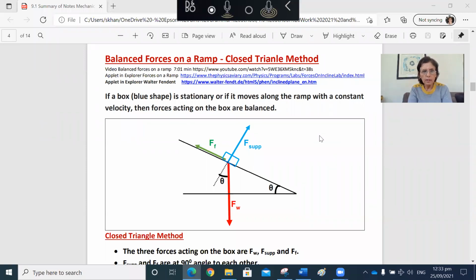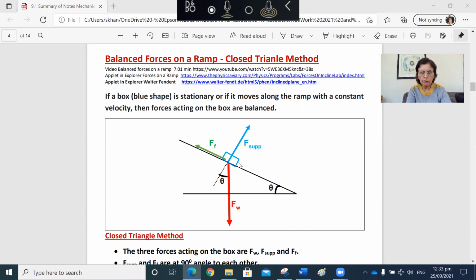Hello, everyone. In this video, we are going to look at the balanced and unbalanced forces on a ramp. And then we are also going to look at the linear equilibrium and rotational equilibrium. And then finally, the rotational motion. So let's start with balanced forces on a ramp.